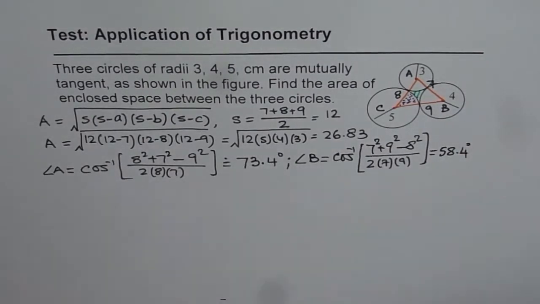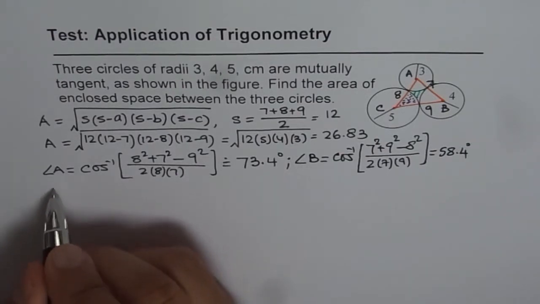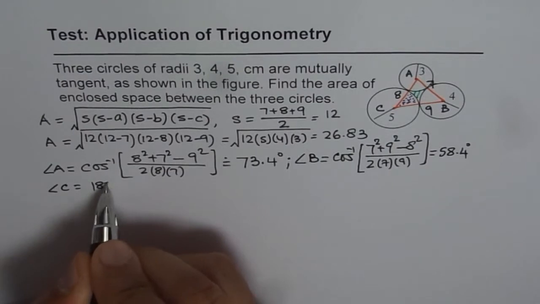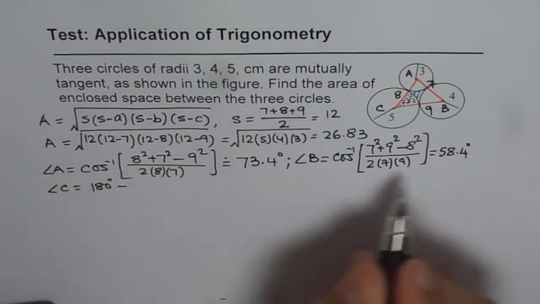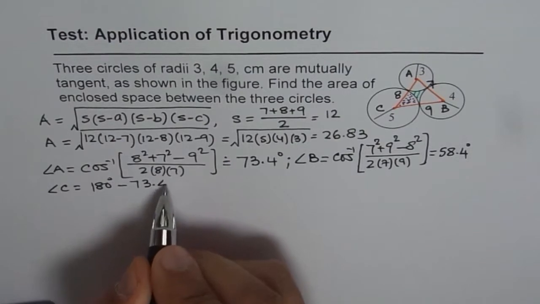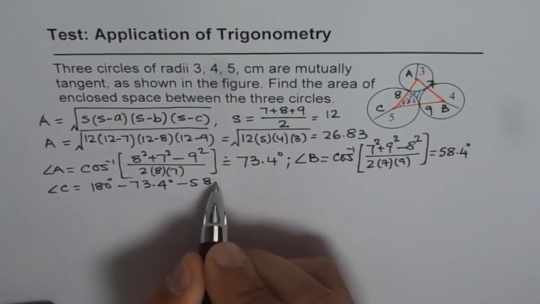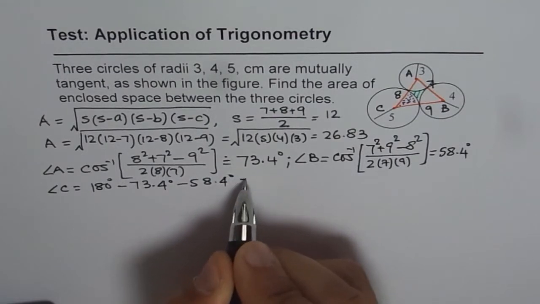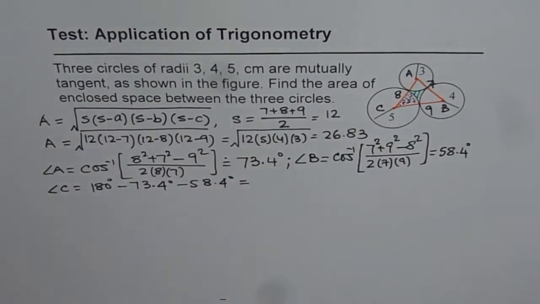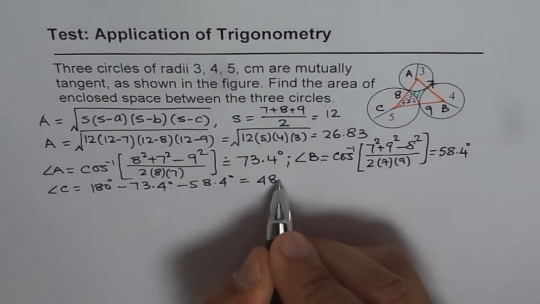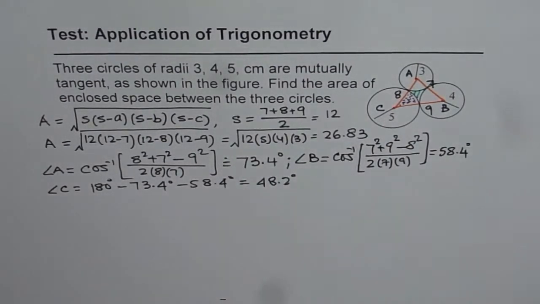So we got angle A and B. We can also find angle C. So angle C will be 180 degrees minus the sum of these two. So I'll say 180 degrees minus 73.4 degrees minus 58.4 degrees, and that is equals to, so we have 180 minus 73.4 minus 58.4. That gives us 48.2 degrees. So now we know all the three angles.